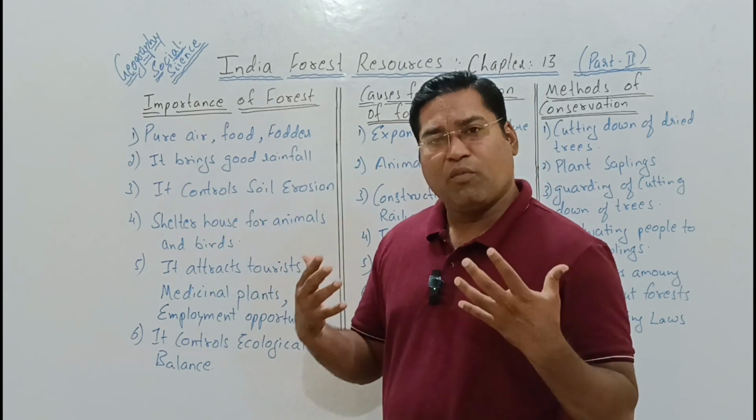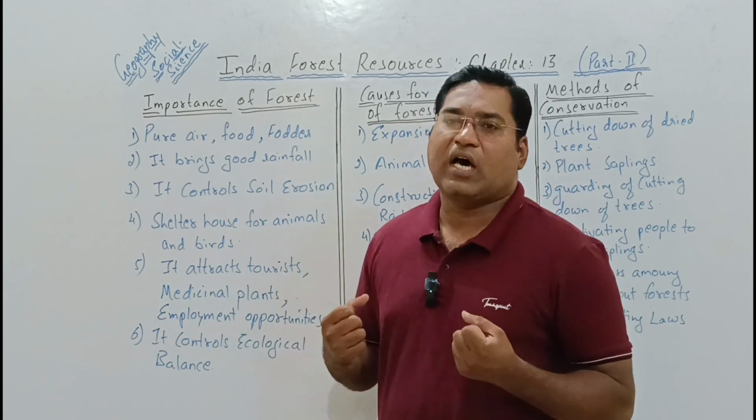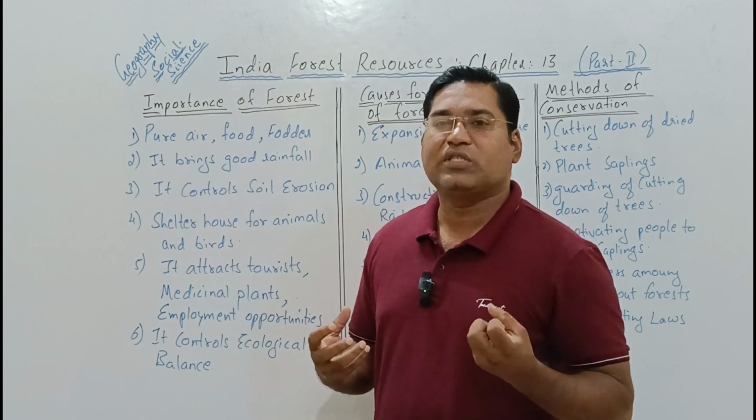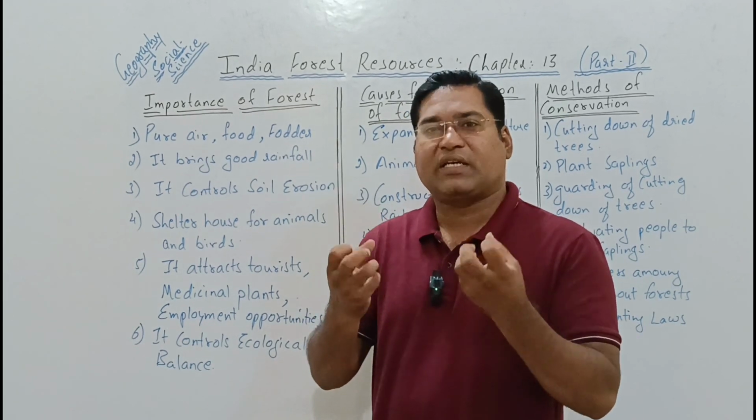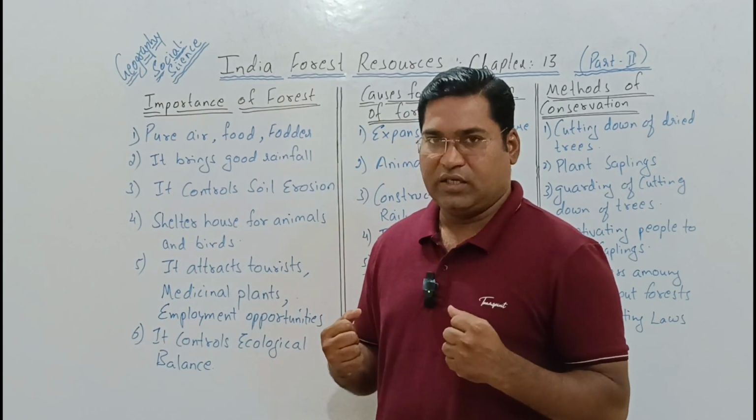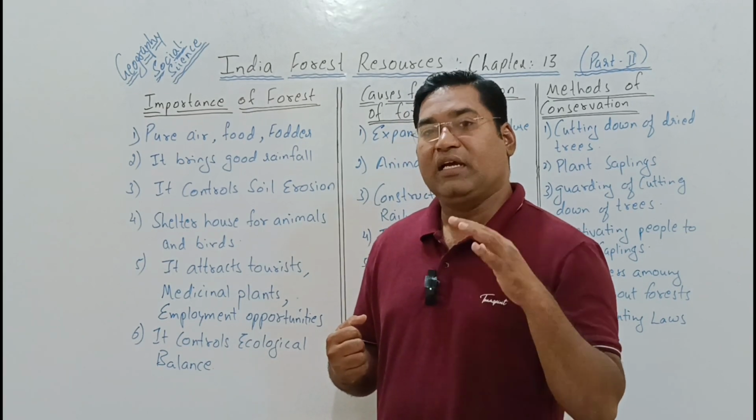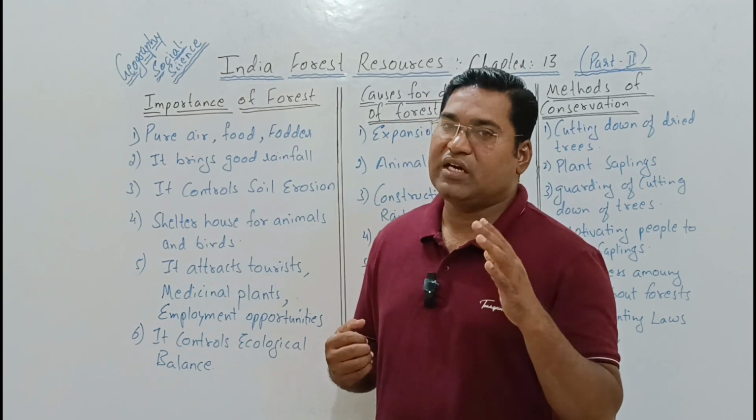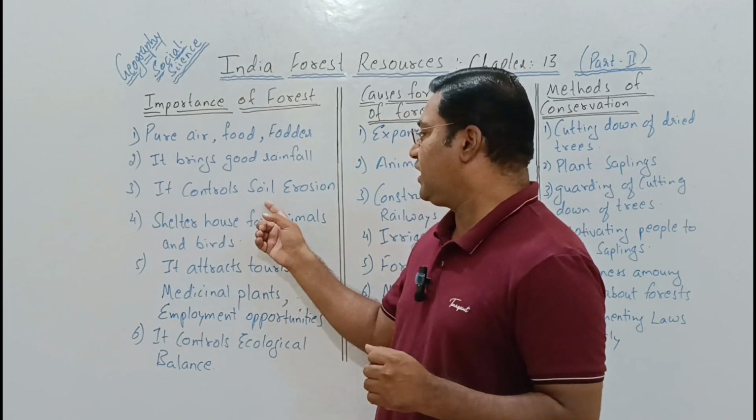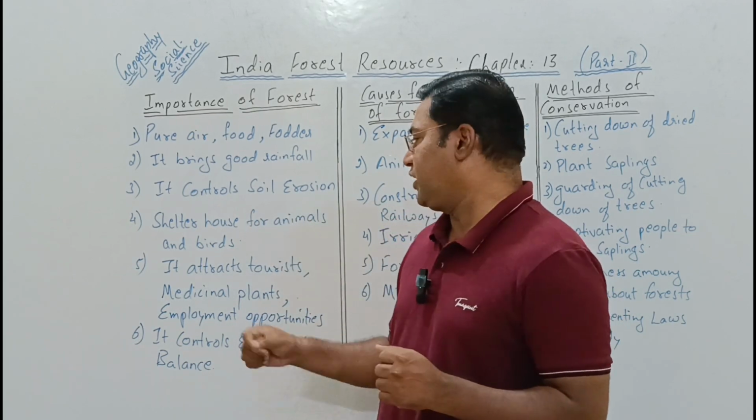If trees are more, and the roots are deep rooted, these roots help to keep a tight contact with the soil. If there is a tight contact with the soil, automatically there is less chance of soil erosion. So it even helps in the control of soil erosion.